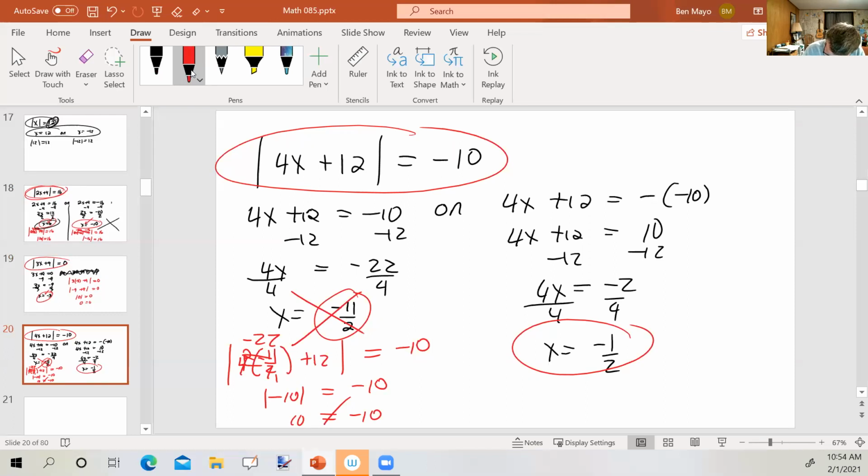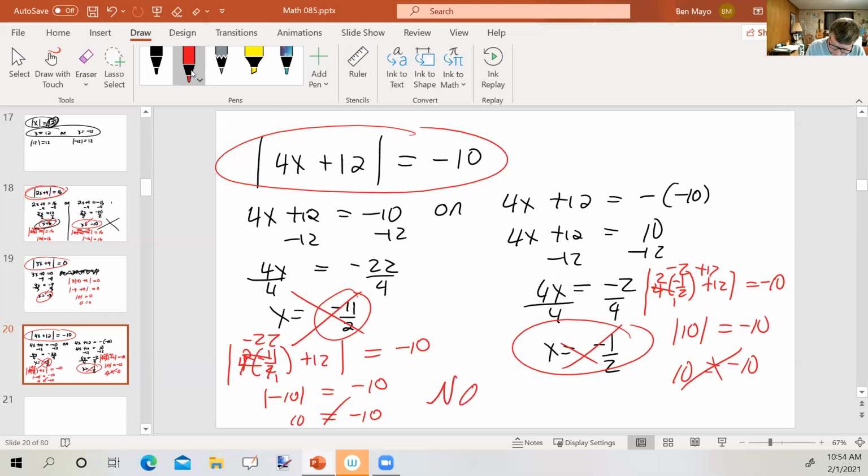Let's see here. Absolute value of 4 times -1/2 plus 12 equals -10. 4 times -1/2 would be 2/1 times -1. So we get -2 plus 12, which is 10. The absolute value of 10 is 10. 10 equals -10. Nope. So this one has no solution.